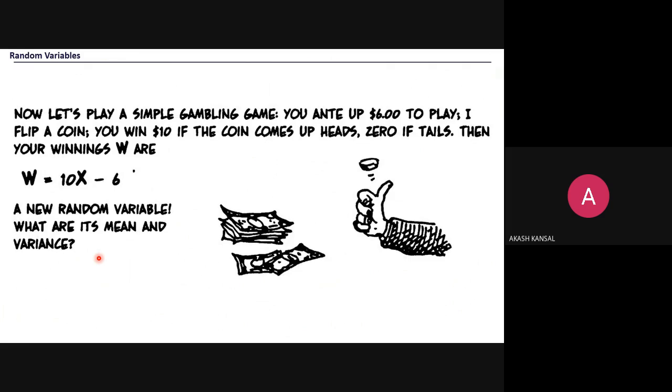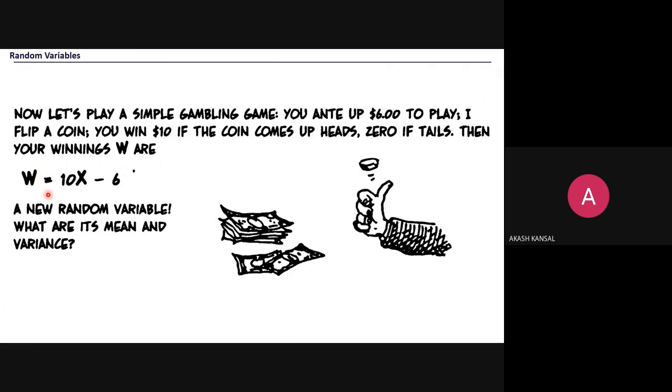Now, I want to introduce how we combine random variables. Okay. For this, let's start with an example of a gambling game. Okay, you have $6 in your pocket, and you give it up to gambling. Okay, and you say, I will flip a coin. You will win $10 if the coin comes up heads, and $0 if tails, right? Then my winnings are also going to be a random variable, because it is dependent on the outcome of a random experiment.